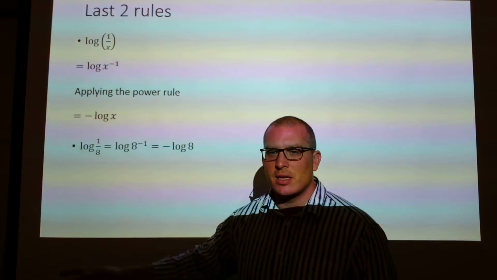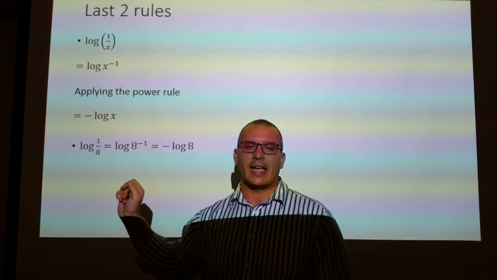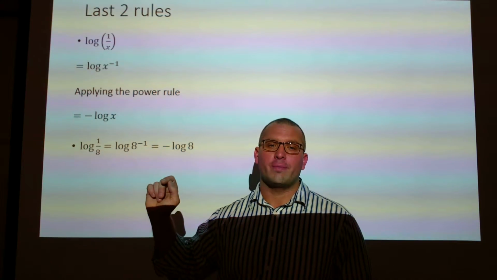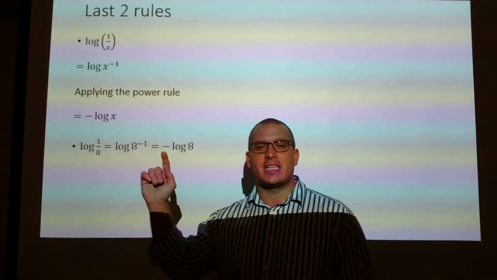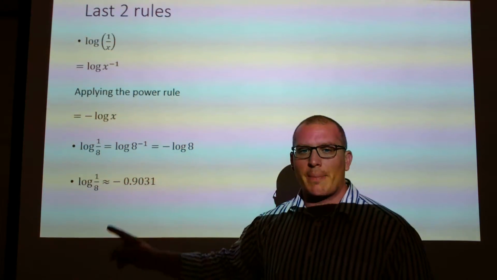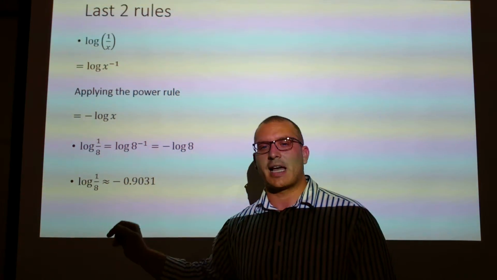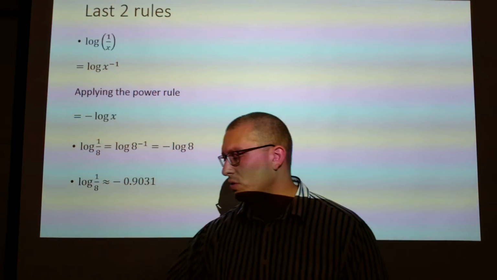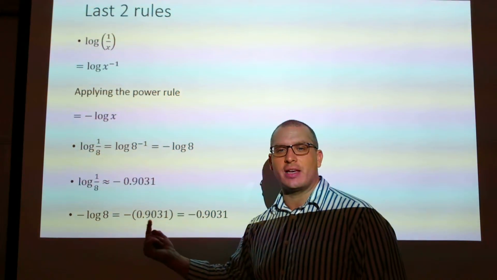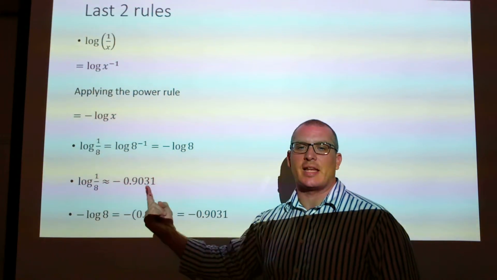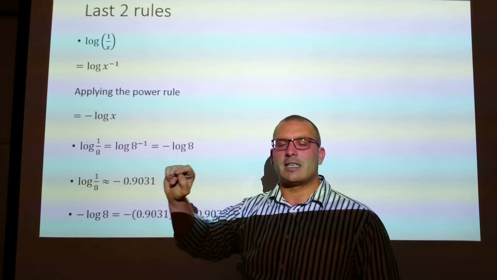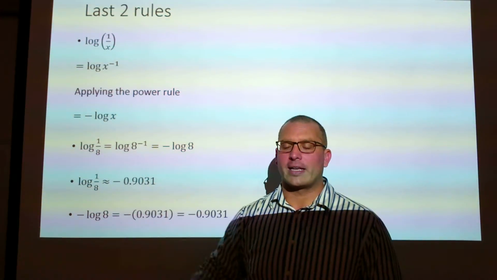So that means if I have log of 1 over 8, that's the same as log of 8 to the power of negative 1, which is the same as the negative of log 8. So again, if I put log of 1 over 8 into my calculator, I get this approximate value. If I put in log of 8, I get this number here, take its negative, we see again, we get the same thing. So log of 1 over x is simply equal to the negative log of x.